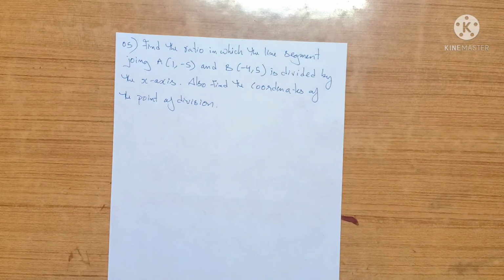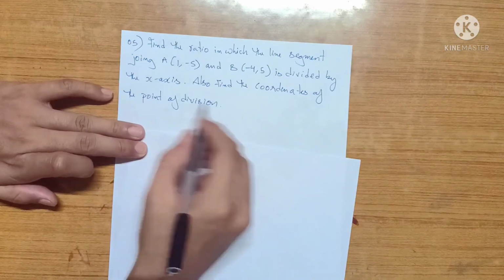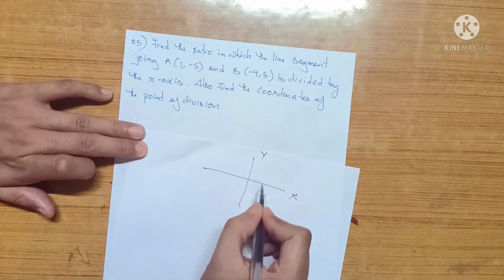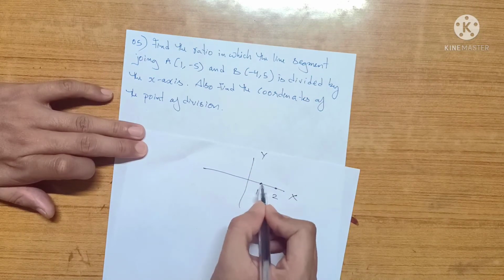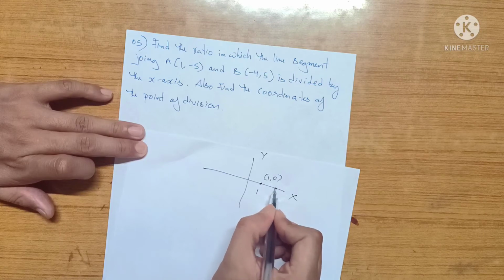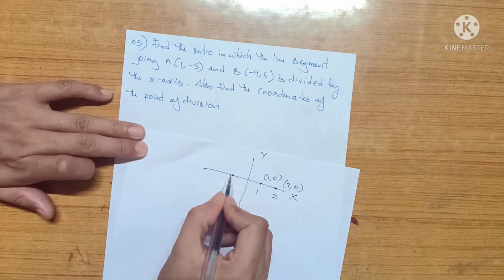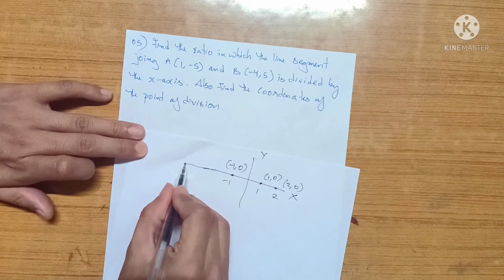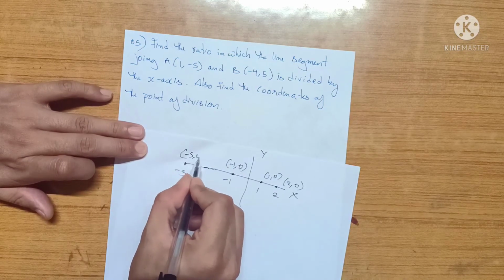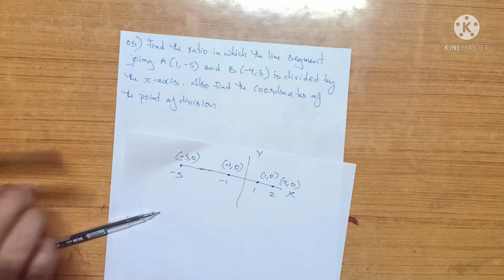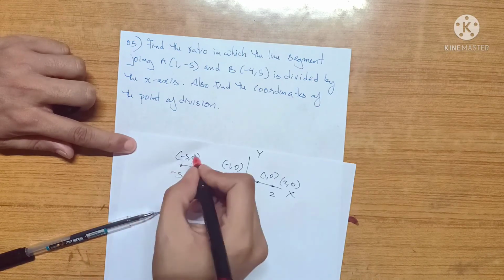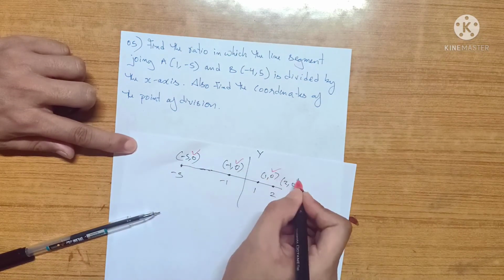We have done several questions which lie on the x-axis in the previous exercise. If this is the x-axis and this is the y-axis, any point lying on the x-axis, the name of this point is (1, 0), the name of this point is (2, 0). If I put -1 here, the name of this point is (-1, 0). If I put -5 here, the name of this point will be (-5, 0). What you'll notice is that for every point that lies on the x-axis, the value of y is always going to be 0.